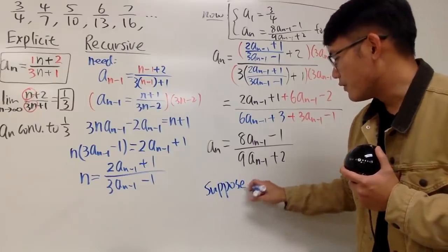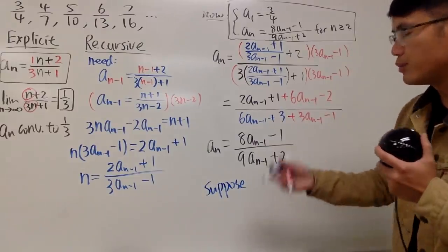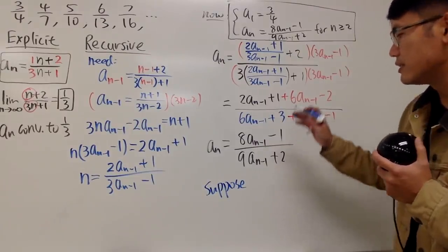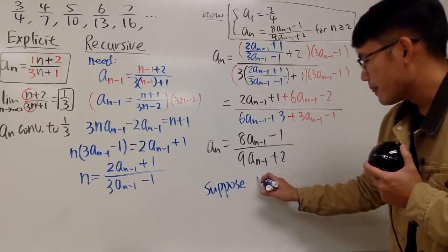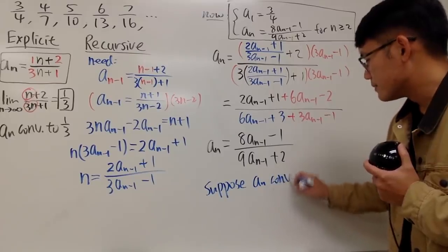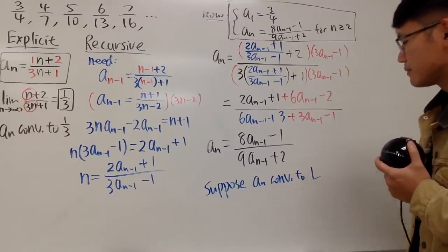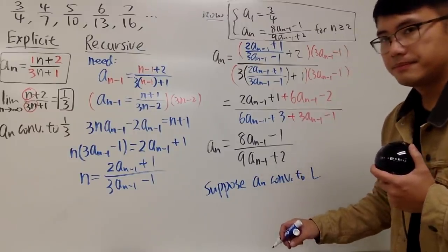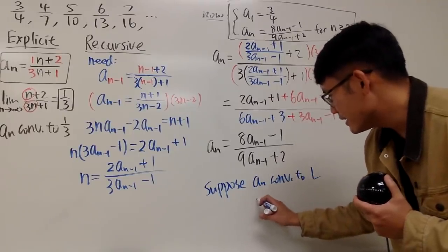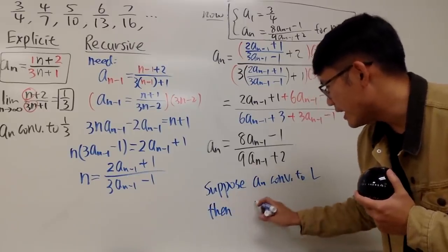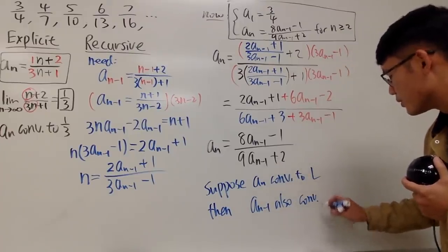And in fact, for my homework question, I will give my students that given this right here, it does converge. So you don't have to do a lot of investigation. You don't have to show this is decreasing and bounded or whatever. But anyway, I will just say, suppose a_n converges to some number L. In that case, a_n minus 1 also converges to L.